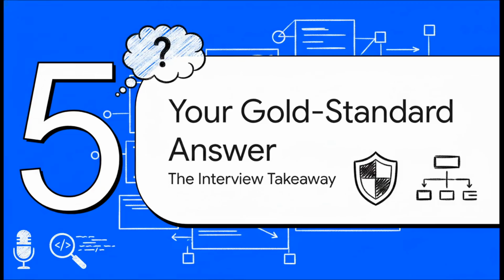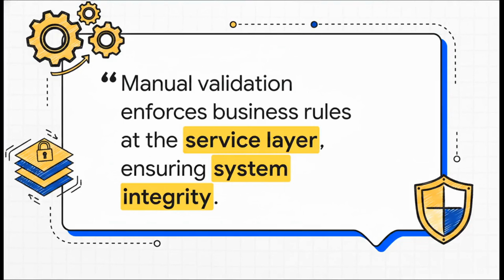Okay, let's wrap this all up. Imagine you're in a job interview, or maybe a design review with your team, and this topic comes up. You need that one perfect, concise, powerful way to explain this concept. Well, here it is. This is your gold standard answer. Seriously, just burn this sentence into your brain. It's got everything. It tells them what you're doing, enforcing business rules. It tells them where you're doing it, at the service layer, and it tells them why, to ensure system integrity.